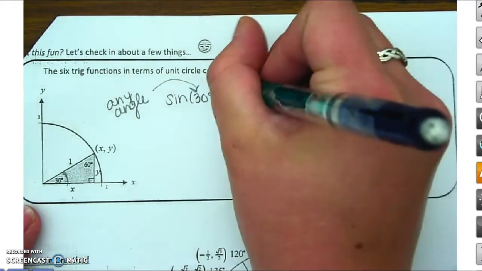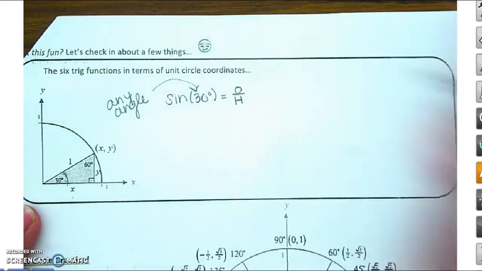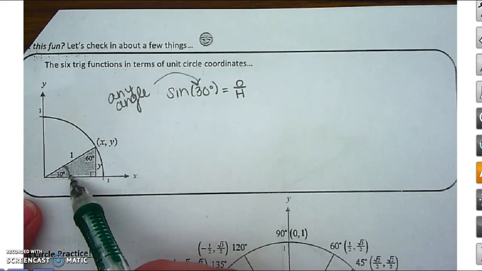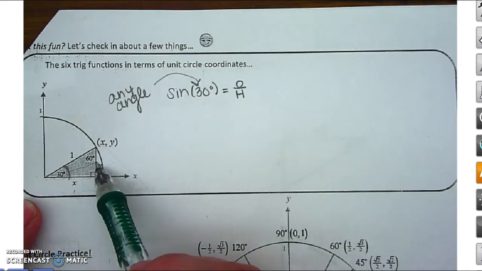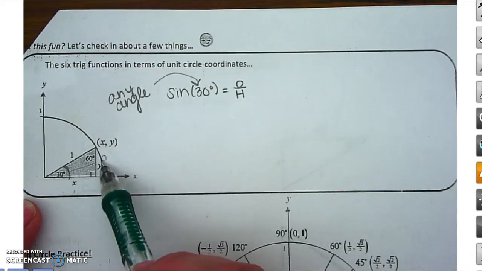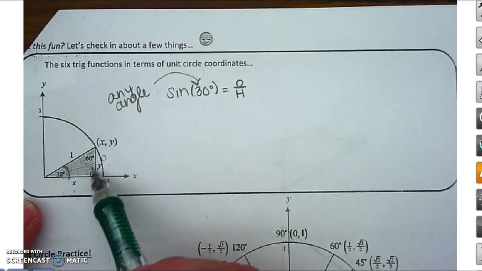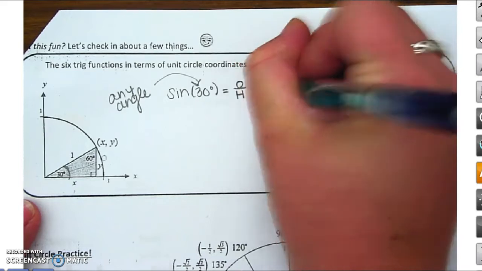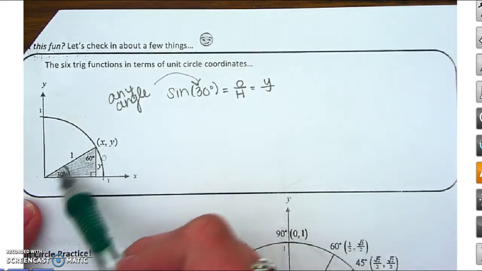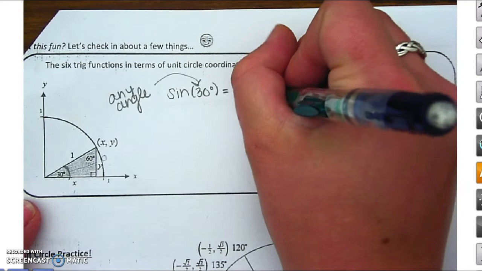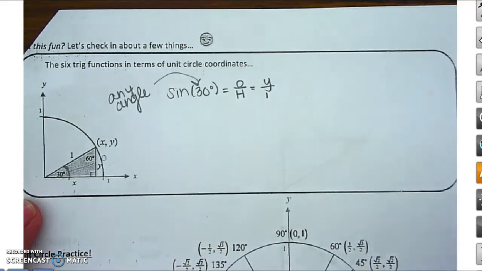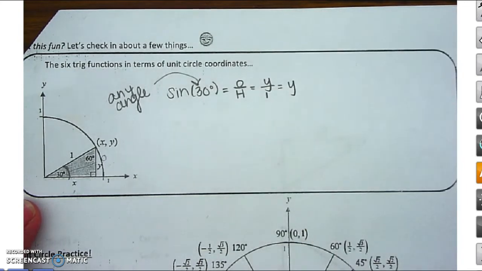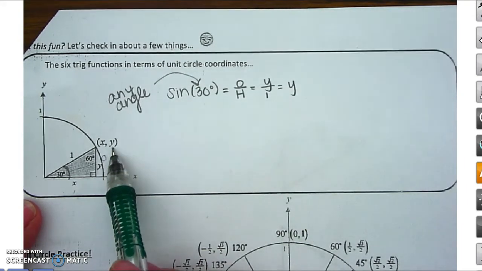Remember that sine is opposite over hypotenuse. So if we look back at our triangle, opposite 30 would actually be y. That is opposite of our 30. So this is the same thing as y, and our hypotenuse on the unit circle will always be 1. So sine of any angle is actually just going to be whatever that y coordinate is.